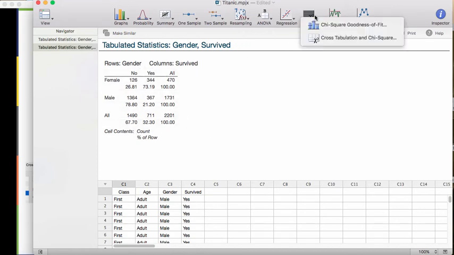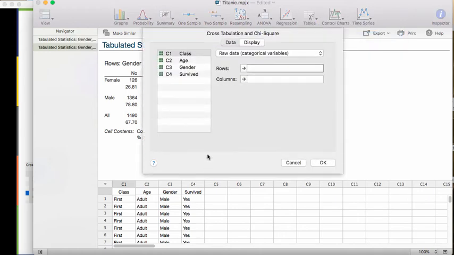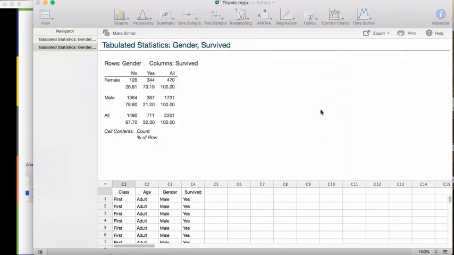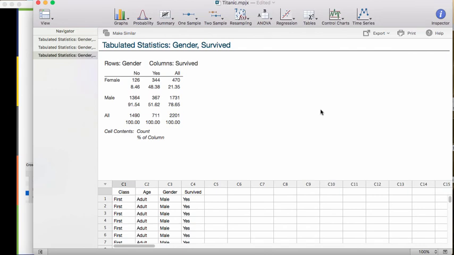So we go to tables, CrossTabulation and Chi-squared, and we're going to do gender, we're going to do survived, we're going to use the raw data, switch to display. This time we'll do percent of column total instead. As we do this, we can then answer those questions of what percentage of all passengers were female and what percentage of all passengers were male. And then, of course, all passengers would be your 100%.